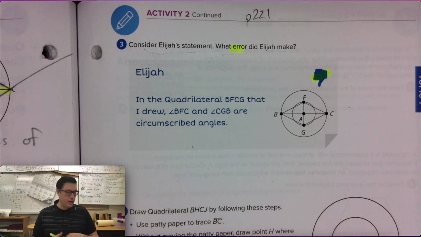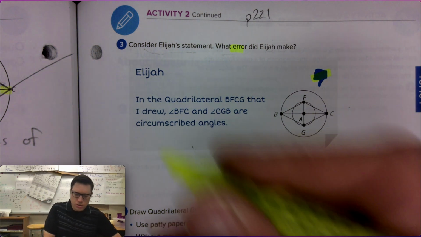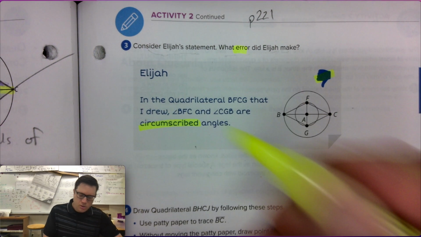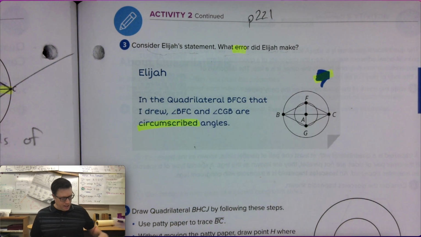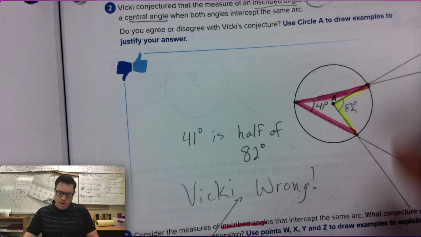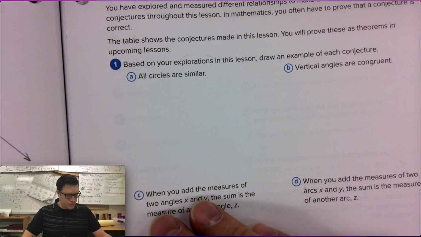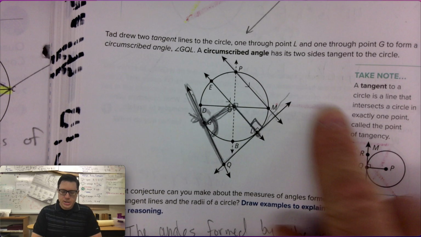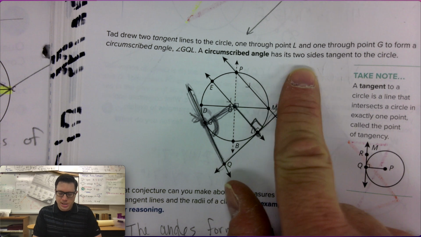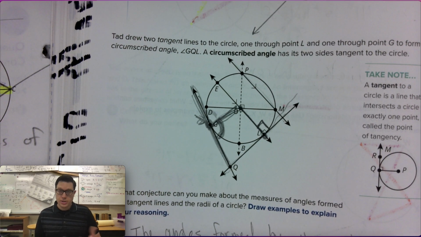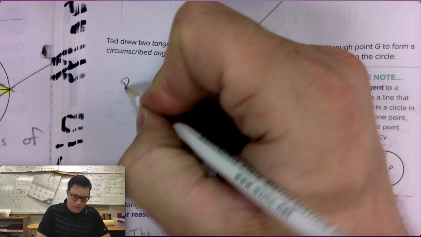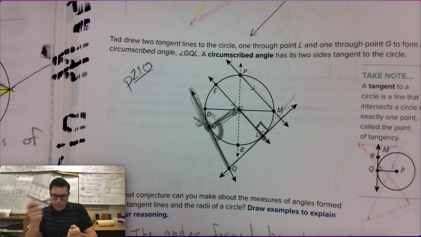I'm going to use my highlighter, my different colors, to try to bring some things together. We have the word circumscribed angle. Before I even answer the question, we should go back to page 210. Yep, it was 210. Go to page 210. This is what a circumscribed angle is. It has 2 sides that are tangent to the circle. So flip back a couple.